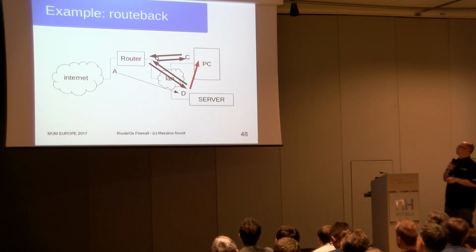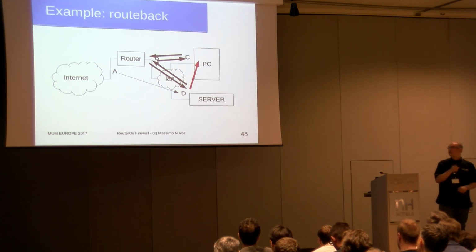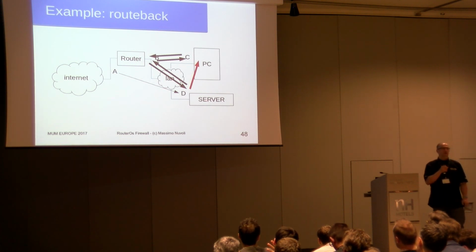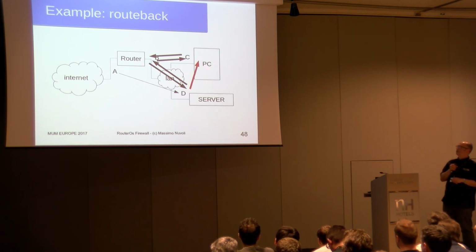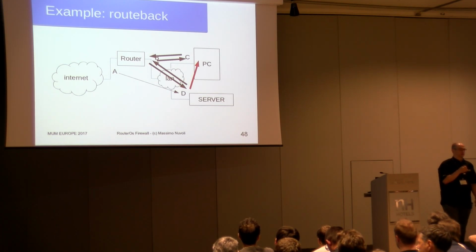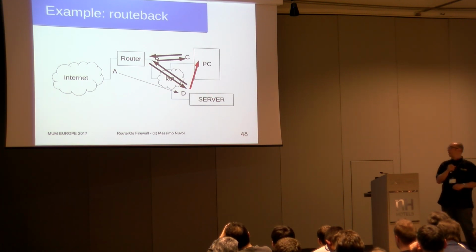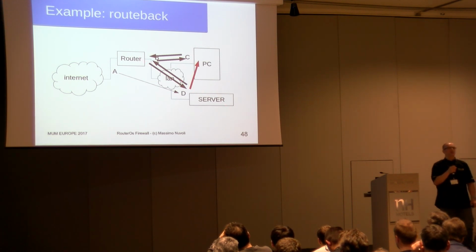The PC calls the router, which does a destination change, and the packet goes to the server. But if I leave the connection this way, the packet has the source address of the PC, so the packet goes directly to the PC. This is not right. This breaks the TCP connection. So to do that right, you must also change the source address of the packet in the router, so the packet goes back to the router and then back to the PC. This is route back.